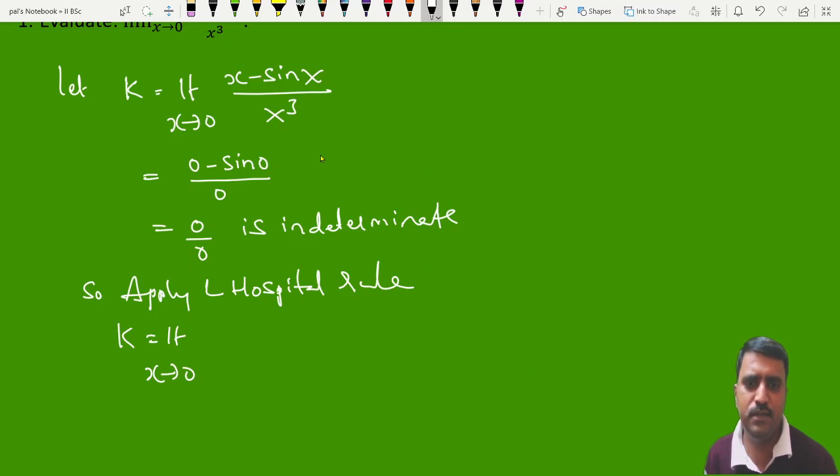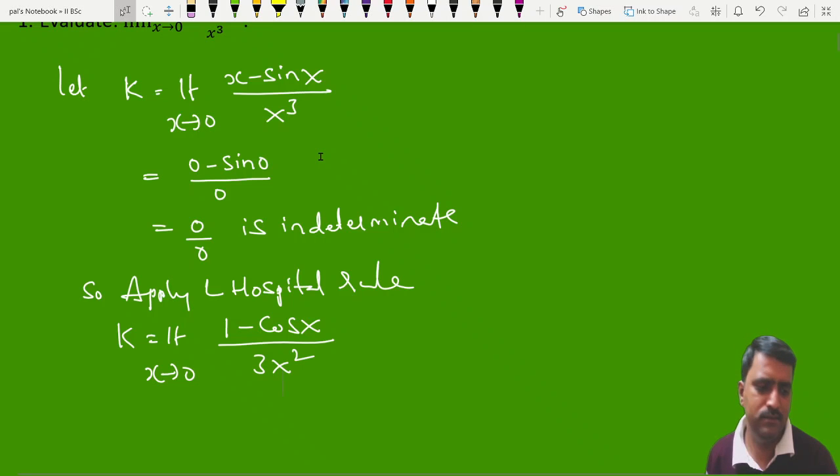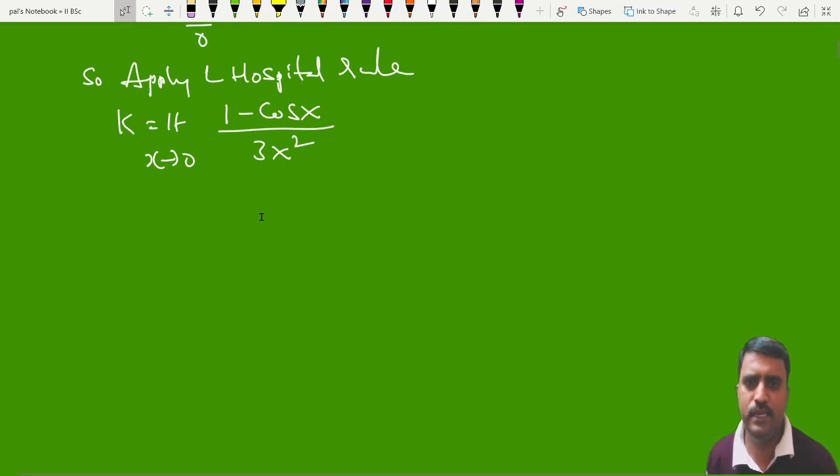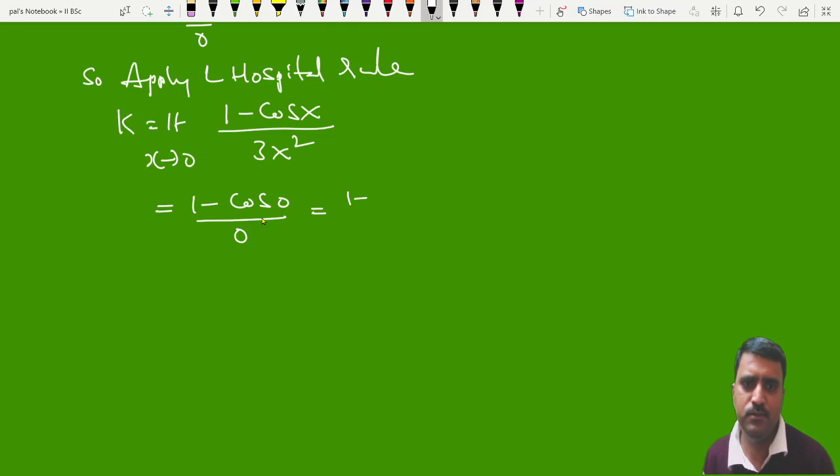What is the differentiation of x? It is 1 minus differentiation of sin x, which is cos x, by differentiation of x cube, which is 3x square. Now you apply the limit. It gives 1 minus cos 0 by 0, which is 1 minus 1 by 0, so 0 by 0. Again it takes indeterminate form.